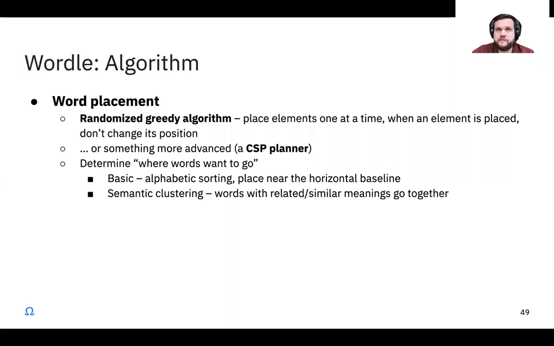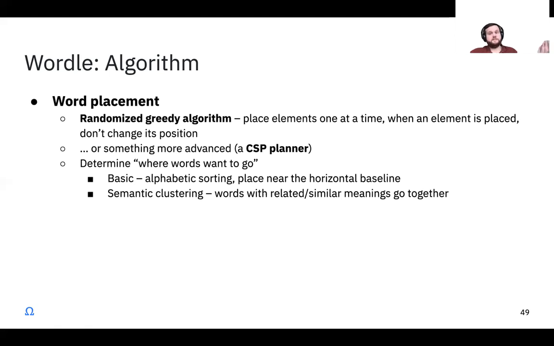So is there an overall layout that we want to impose, if possible, on the words when they actually get placed on the screen? So, for instance, we might want to have them sorted alphabetically-ish to place them near the horizontal baseline, maybe. Or we can employ some semantic clustering. So we want words with related or similar meanings to go together.